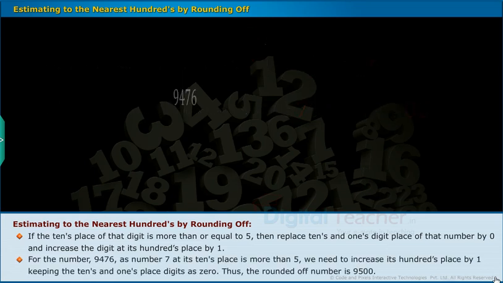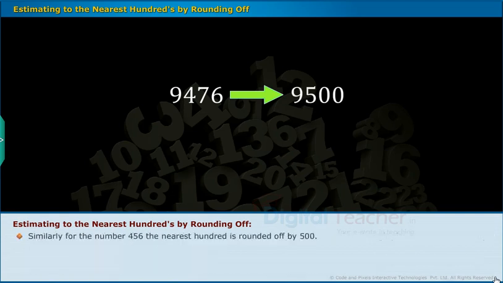For the number 9476, as the number 7 at its tens place is more than 5, we need to increase its hundreds place by 1, keeping the tens and ones place digits as 0. Thus, the rounded off number is 9500. Similarly, for the number 456, the nearest hundred is 500.